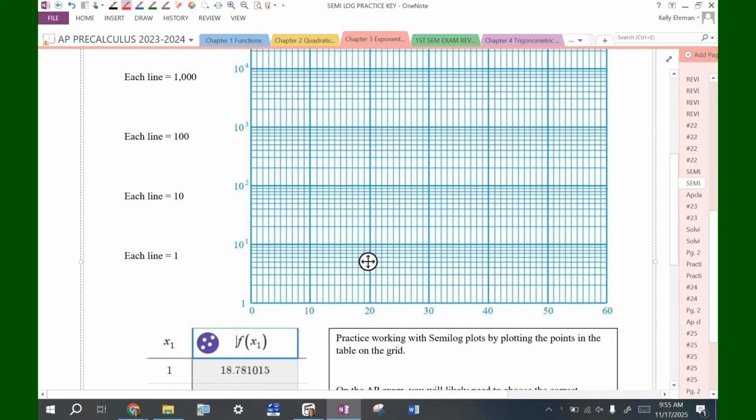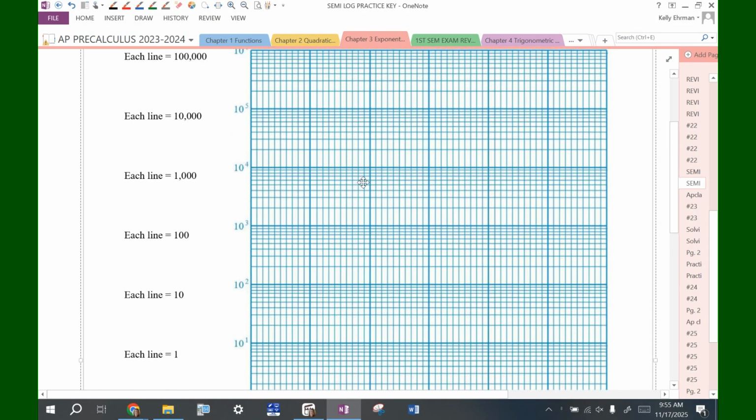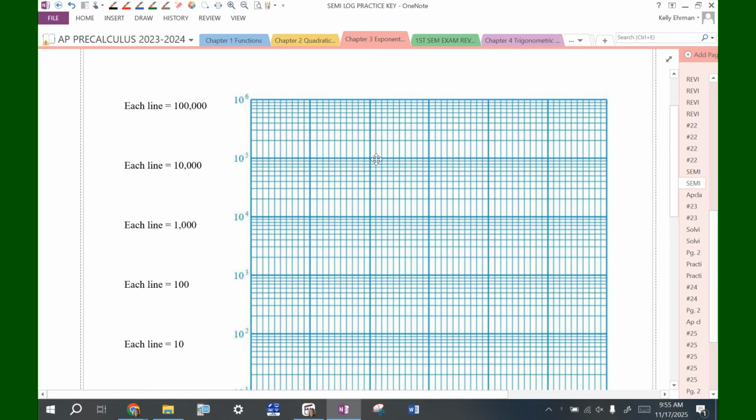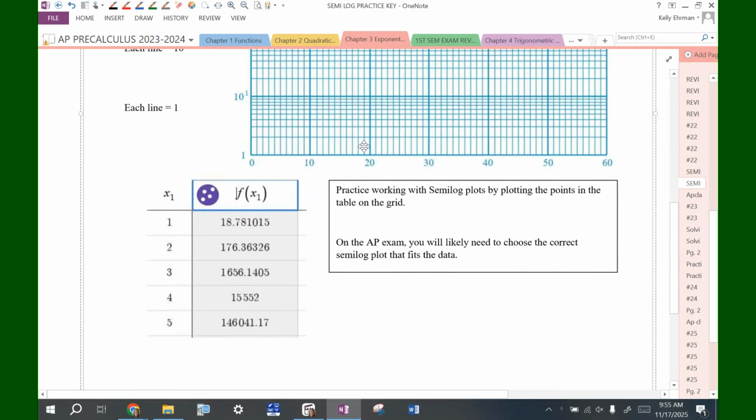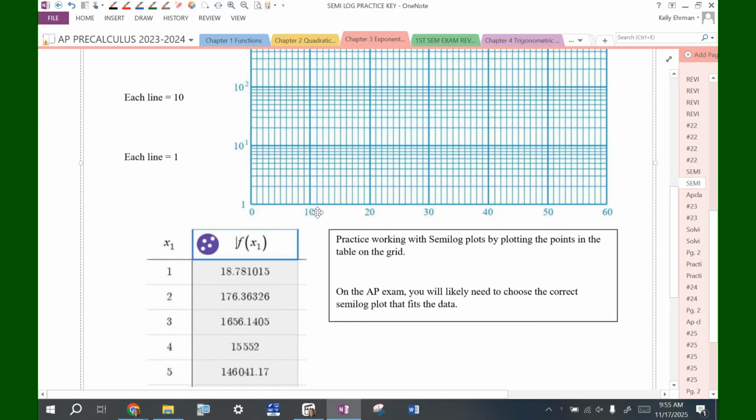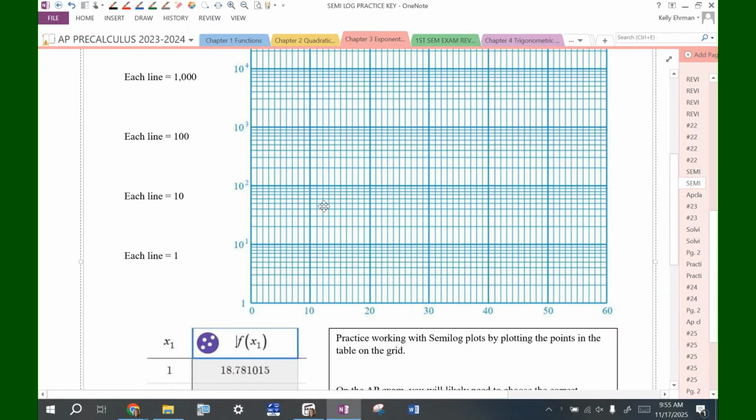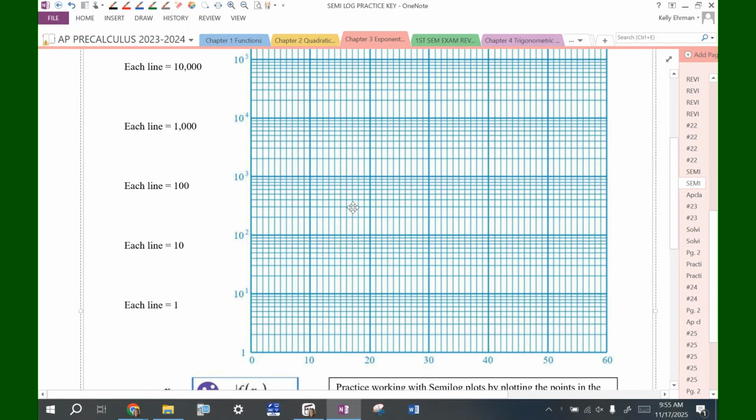All right, so I wanted to practice plotting points on a semi-log plot, just to better understand what these plots are all about. You will likely not have to actually graph something on a semi-log plot for the AP exam. Instead, given a set of data, you'll probably need to pick out of choices of graphs which one is the correct semi-log plot.